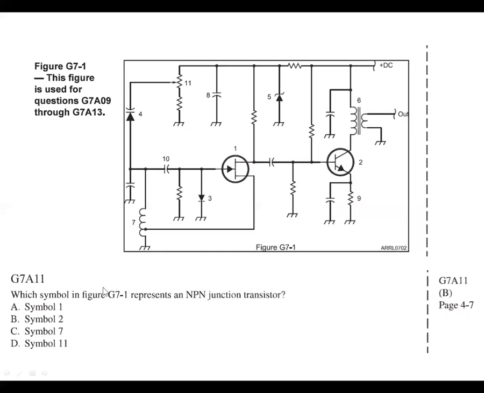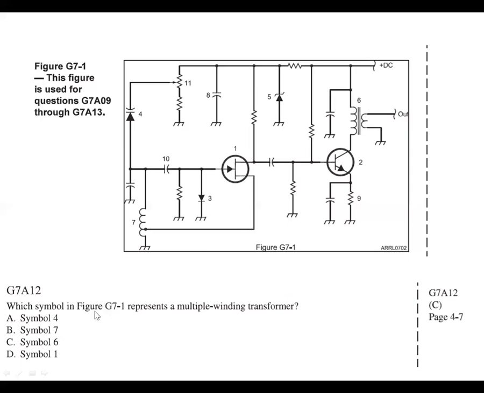Okay, which symbol in figure G7-1 represents an NPN junction transistor? So we know that that's a field effect transistor. So this is a bipolar junction transistor. Number 2, B, and yep, that's what it is. You really don't have to know all these symbols, just the ones they ask the questions about. But it wouldn't hurt to know what all the symbols are, particularly if you want to at some point get into looking at circuits and how things work.